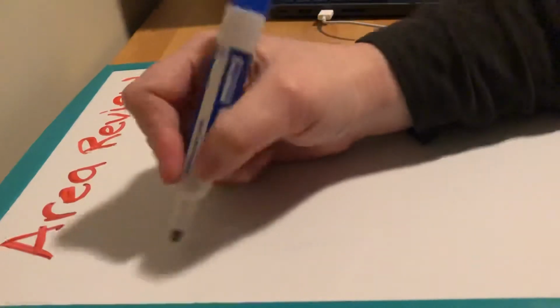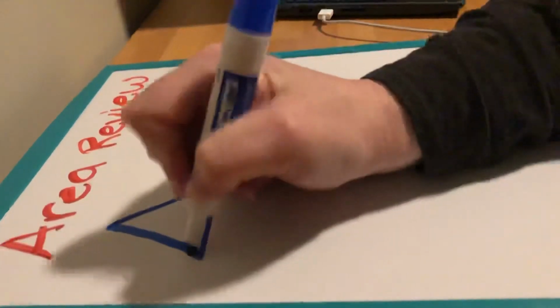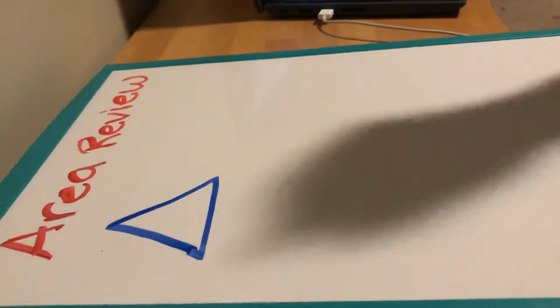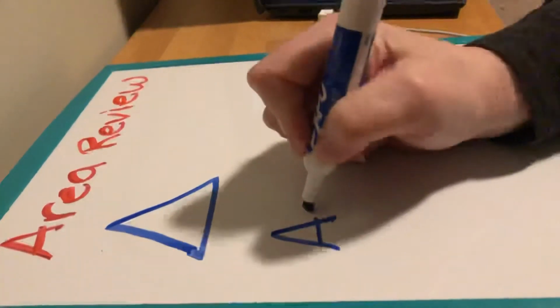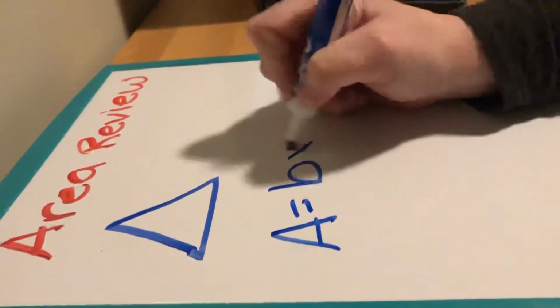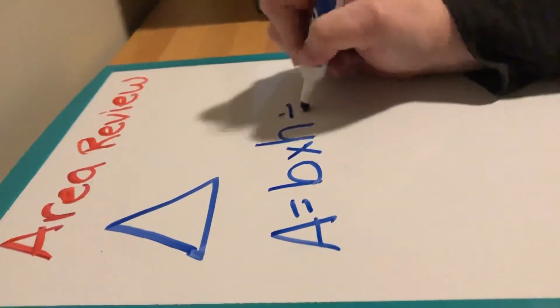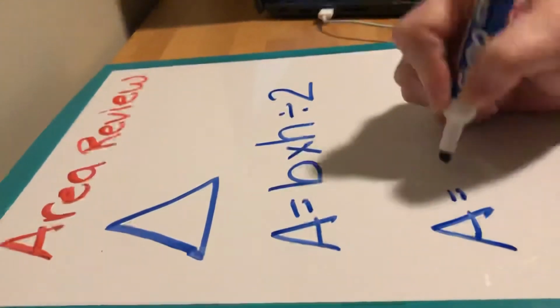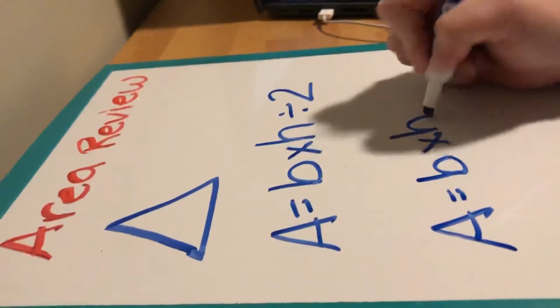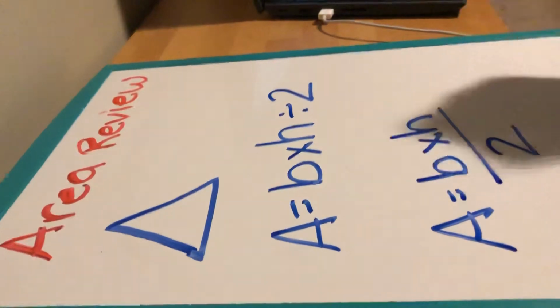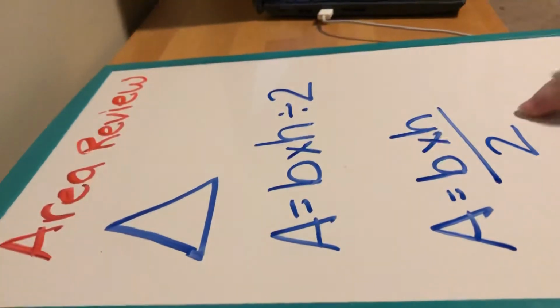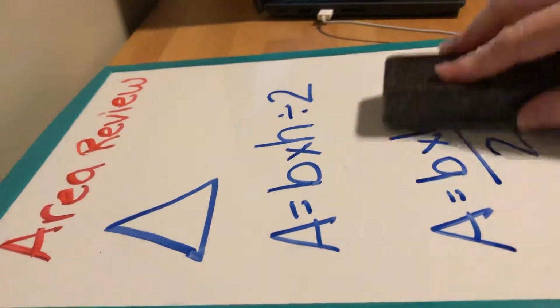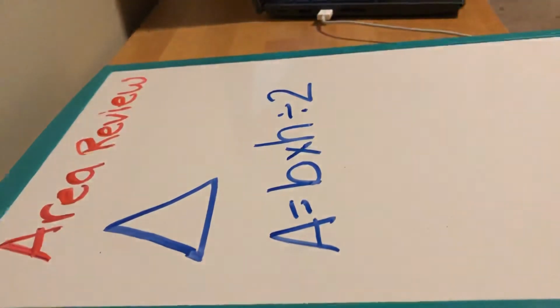Our next shape is a triangle. For a triangle, our formula is area equals base times height divided by 2. You sometimes see it written as area equals base times height over 2. It looks like I'm setting up a fraction, but it is actually a division sign. So I like to do it this way though, but you may see it in other situations the other way.